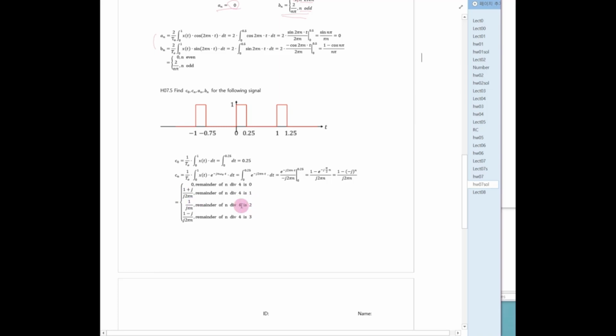If the remainder of n divided by 4 is 2, we can try n equals 2. In that case, minus j squared gives minus 1. So the 2 and 2 cancel out, and the result is 1 over j n pi. Finally, if n divided by 4 has a remainder of 3, then we can try 3. In that case, the plus j comes out, so we can have this result.